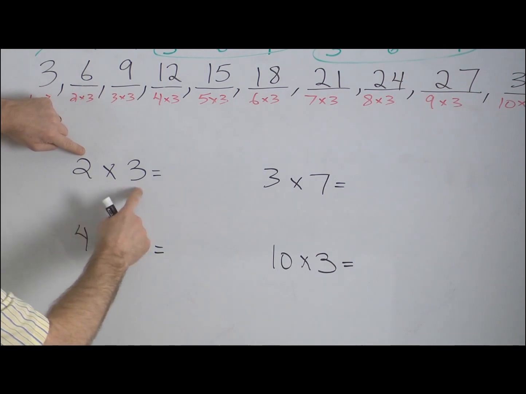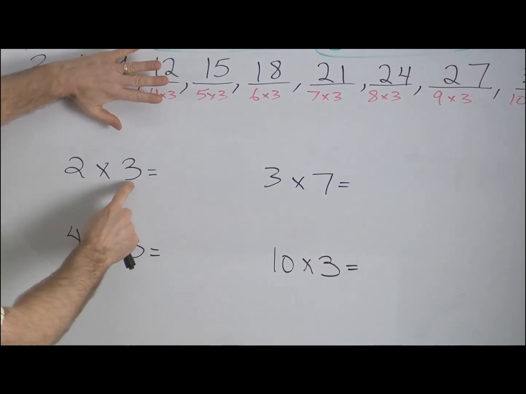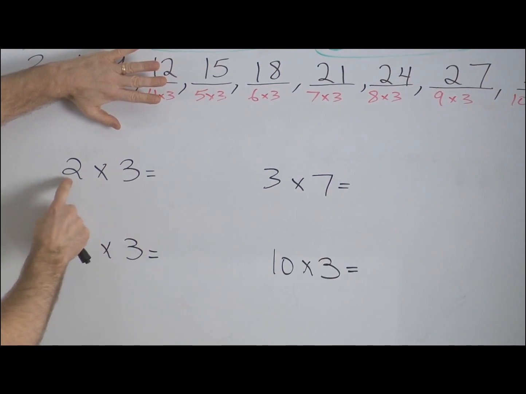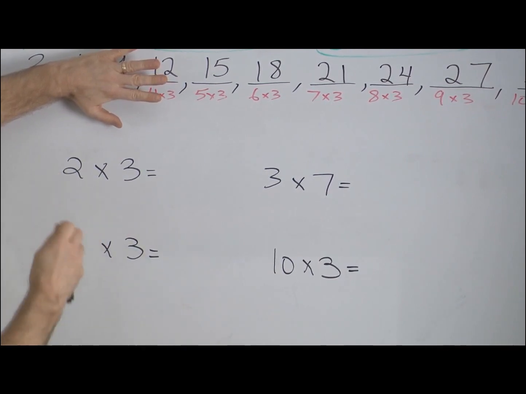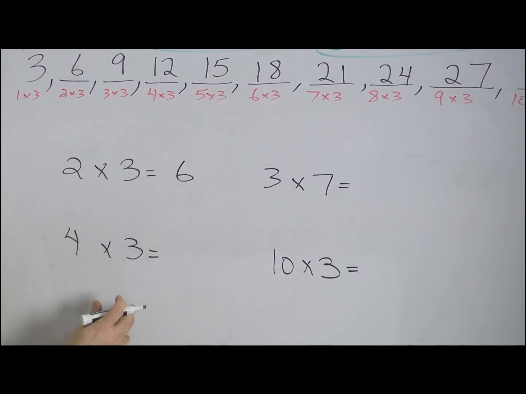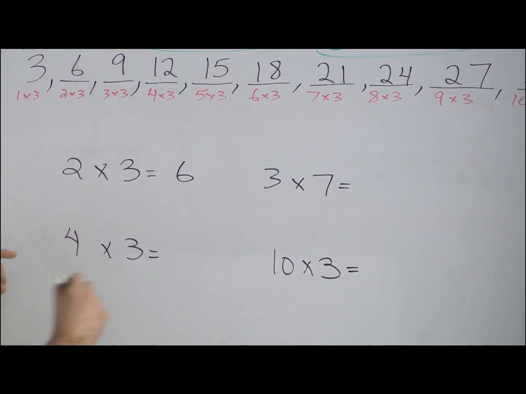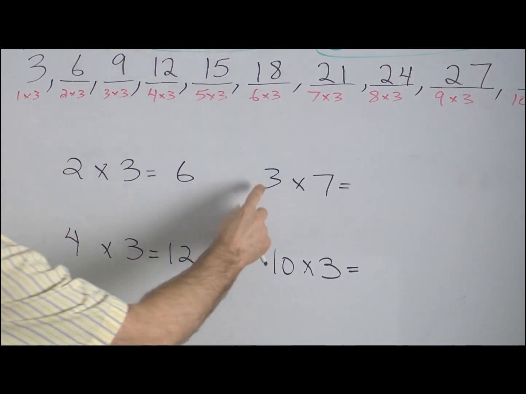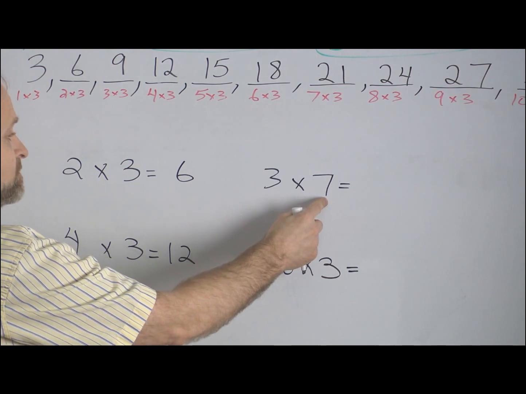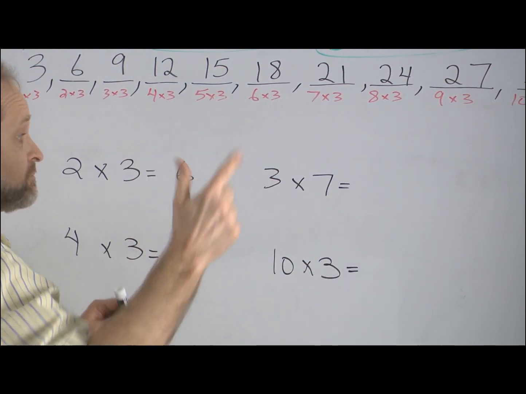Here we have two groups of 3, and I'm going to try to skip count by 3. Because I'm skip counting by 3, I need to go 2 into the group of numbers. So I have 3, 6. So this will be 6. 4 groups of 3. Here we have 3, 6, 9, 12. 3 groups of 7. 3, 6, 9, 12, 15, 18, 21.